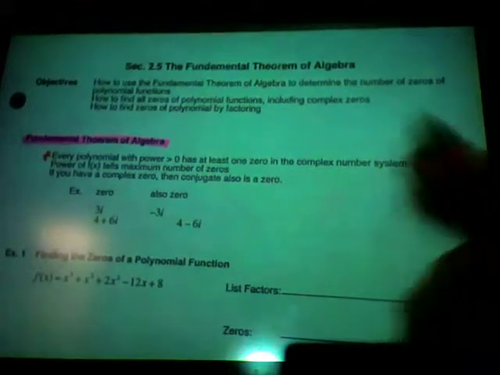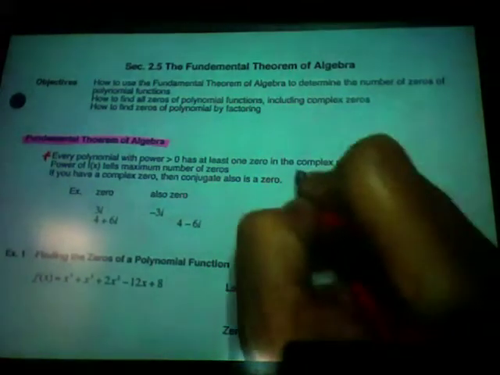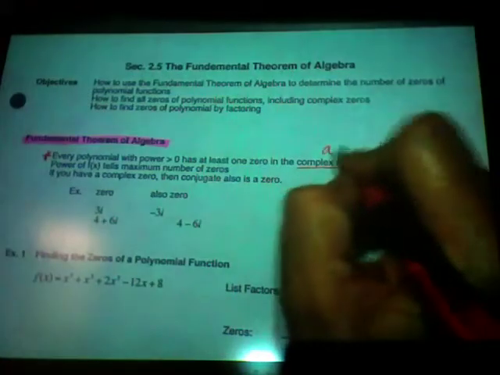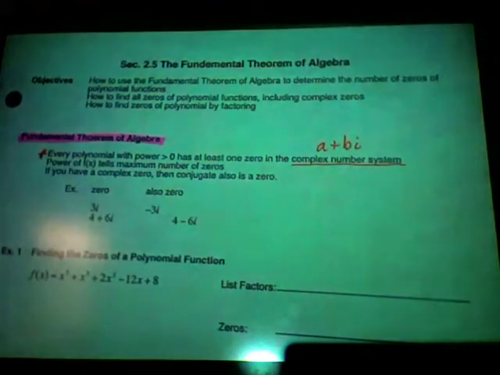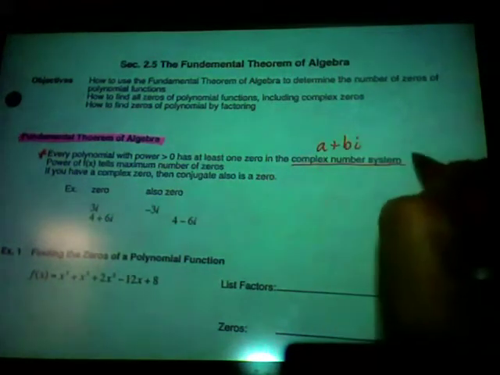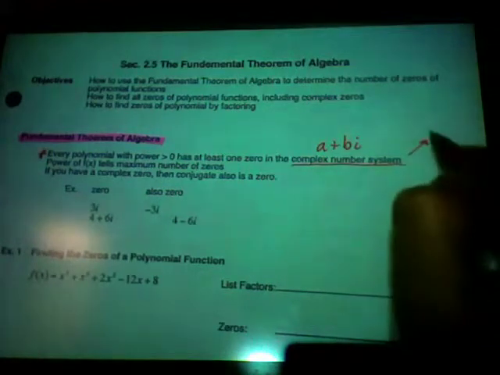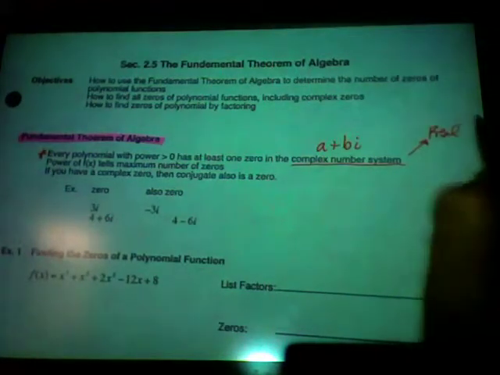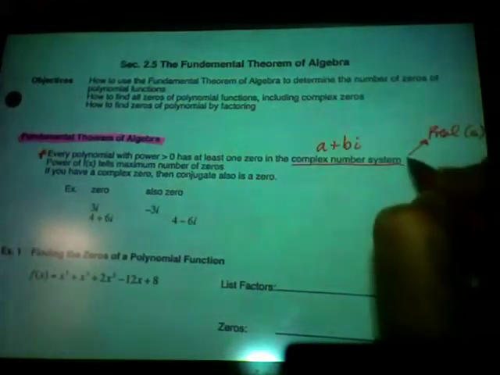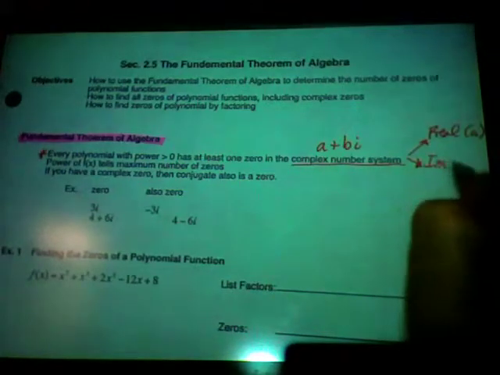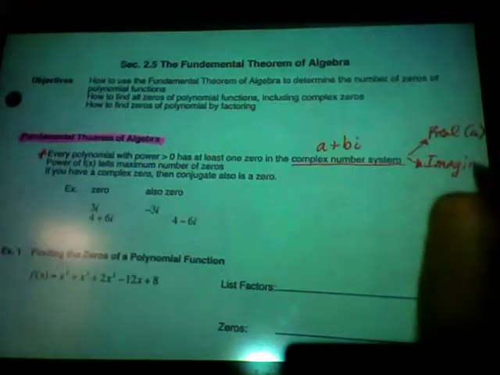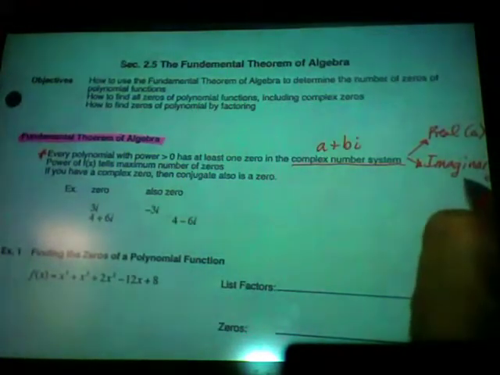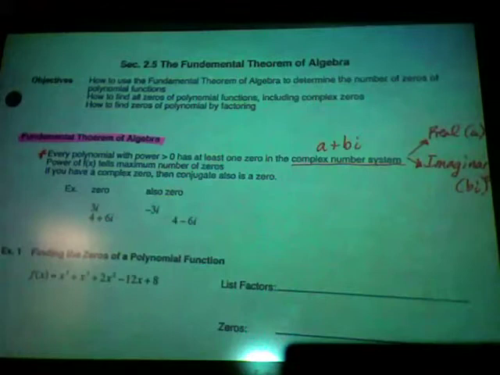So remember that the complex number system is a plus bi. We just did that yesterday, or day before yesterday. Two days before yesterday? See, I'm losing my mind. And doesn't this mean that in the complex number system you have a real part, which is your a, and then the imaginary part, just the bi. Told you, it's the end of the day.